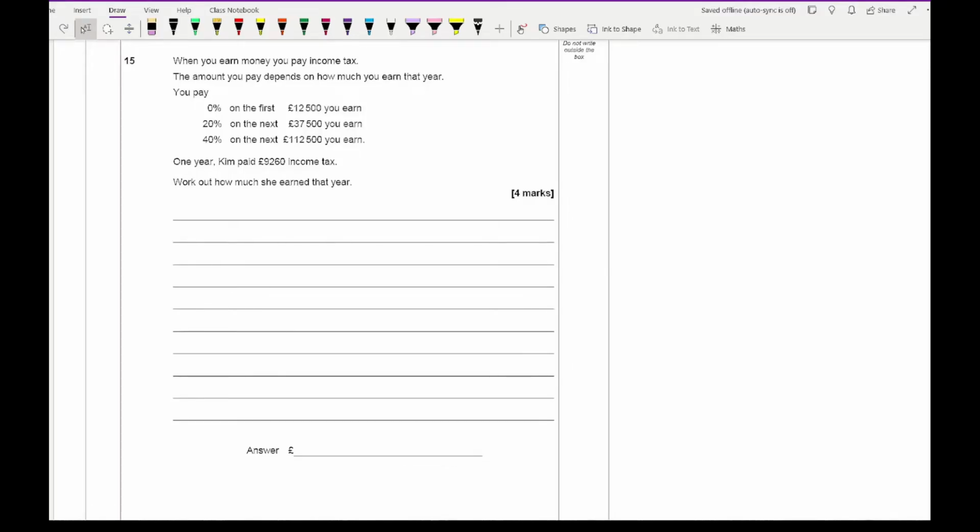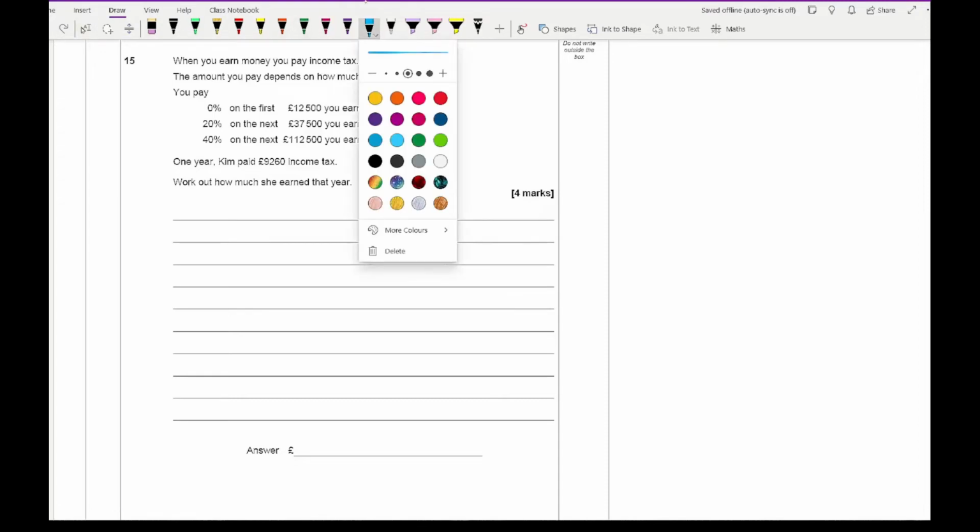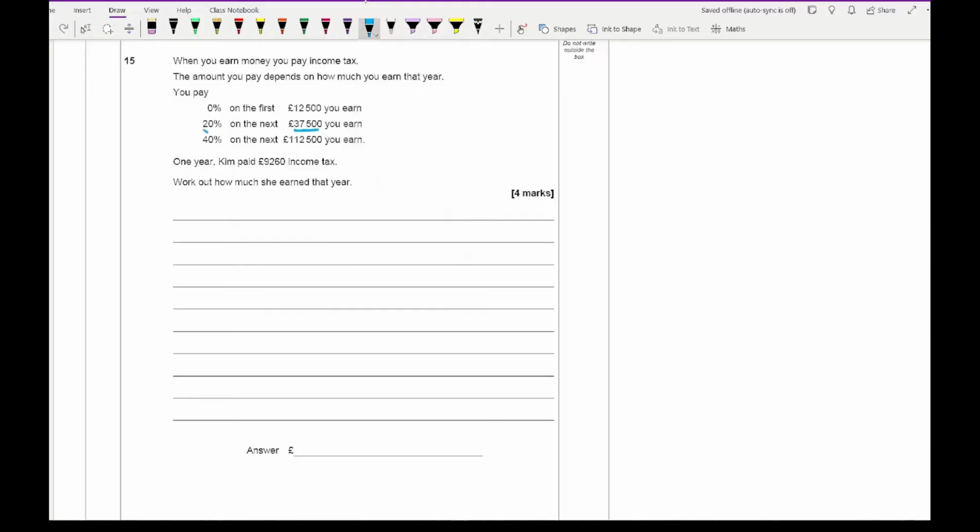So to work this particular question out, the thing I notice is that because Kim is paying 9,260 in income tax, she's going to be earning more than 37,500. So first of all, let's work out how much of that 20% is from that amount. So here I've got to work out what 20% is of 37,500, and typing that into my calculator gives me 7,500. Now if I then take that away from 9,260, I get an answer of 1760. Now this is 40% of what she is going to be earning.